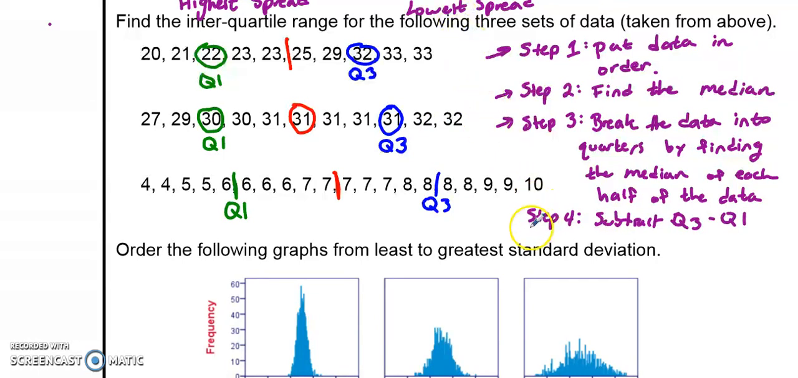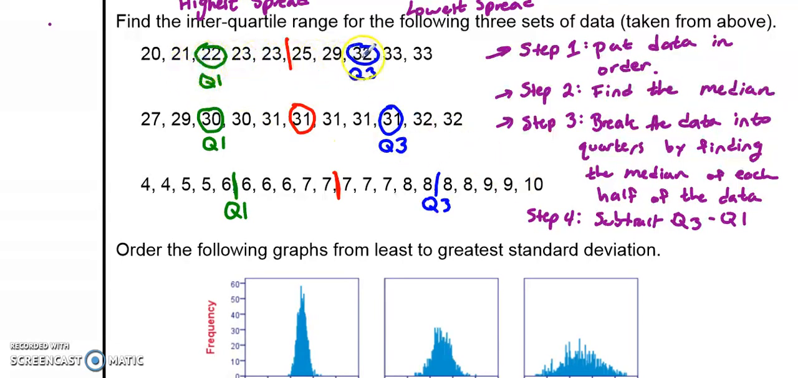Now the last step in finding the interquartile range is to find that range. In the beginning, we found the range by subtracting the minimum, the lowest number, from the maximum, the highest number. But we said that sometimes there's going to be outliers on either end of our data that we don't want to include. So instead, we're going to find the interquartile range by subtracting the first quartile, or Q1 right here, from the third quartile, or Q3 right here, to eliminate those outliers on the ends.